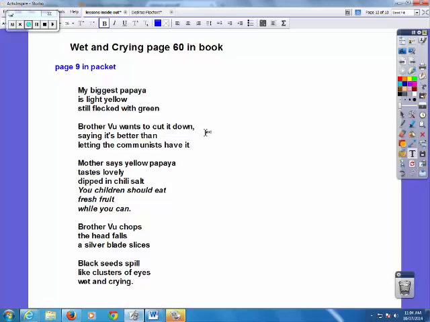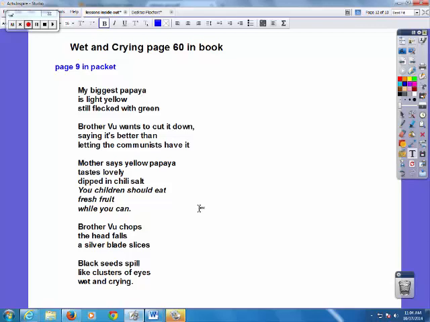Brother Vu wants to cut it down, saying it's better than letting the communists have it. Mother says yellow papaya tastes lovely dipped in chili salt. You children should eat fresh fruit while you can. Brother Vu chops, the head falls, a silver blade slices. Black seeds spill like clusters of eyes, wet and crying.